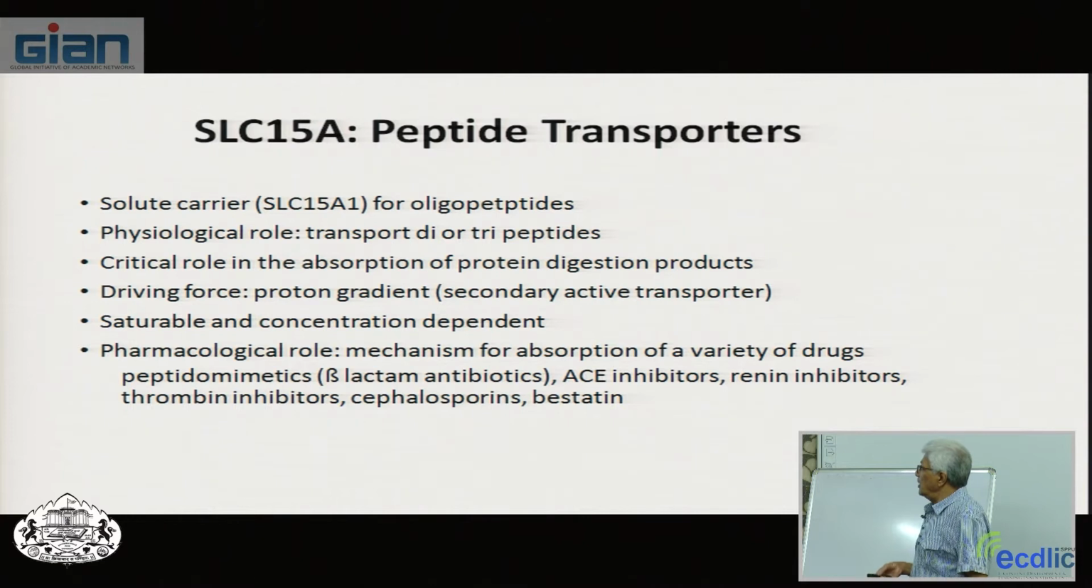So on the other hand, we also covered these peptide transporters on Monday, but these are specifically for the oligo-, di-, and tripeptides. It's mostly present in the intestine, where you have the absorption of protein digestion products. The driving force here is the proton gradient rather than the sodium gradient. And this is more involved in your beta-lactam antibiotics, ACE inhibitors, renin inhibitors, thrombin inhibitors.